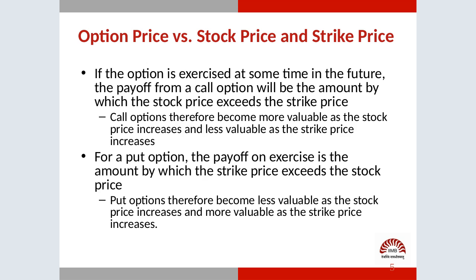So when the stock price increases, keeping the strike price constant, this difference becomes larger. When the spot price remains constant, but the strike price increases, this difference narrows. So therefore, when the difference increases, the price increases. When the difference narrows, the price decreases. So as the spot price increases, the call option becomes more expensive, the put option becomes less expensive. As the strike price increases, the call option reduces in value, the put option increases in value.